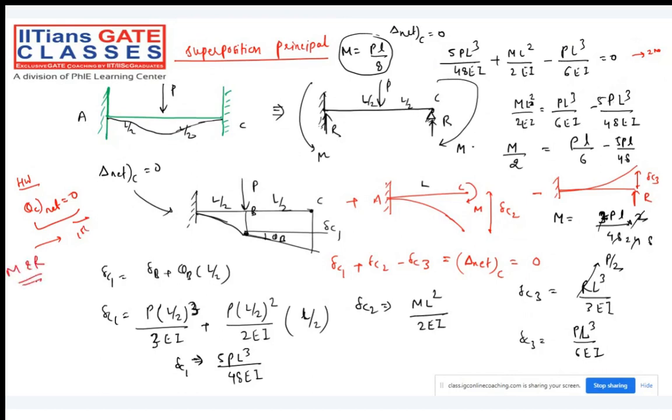M value will be PL by 8, and R will be what? P by 2, right? For everything we have the solution, my friend. No need to panic. Why is it P by 2? Why is it not something else? Getting my point?